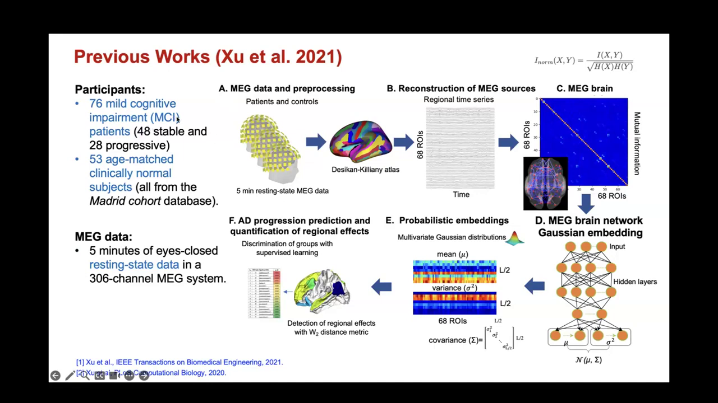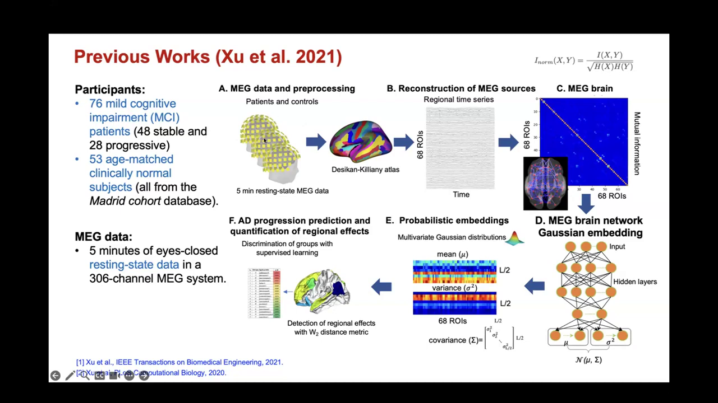This is for the real data set. We have 76 mild cognitive impairment patients. There are 48 stable MCI patients and 28 progressive patients, who will convert to dementia after 2 years. We also have 53 normal control subjects for the classification tasks. The imaging data is MEG data, 5 minutes and 306 channels.